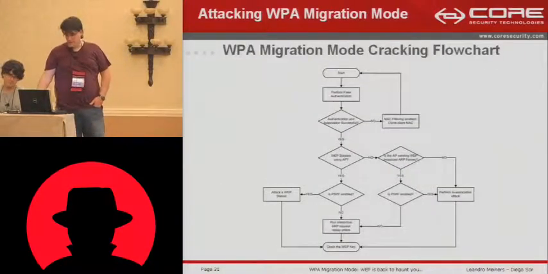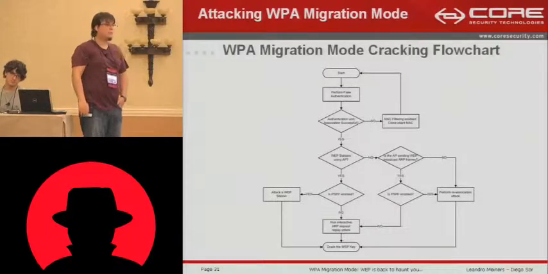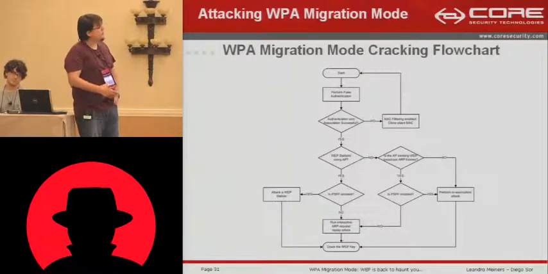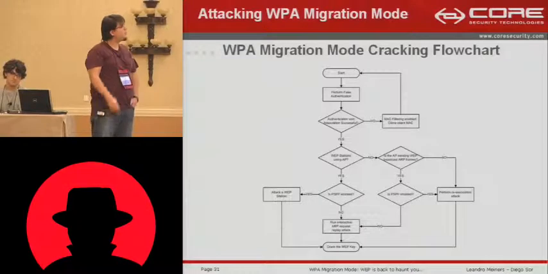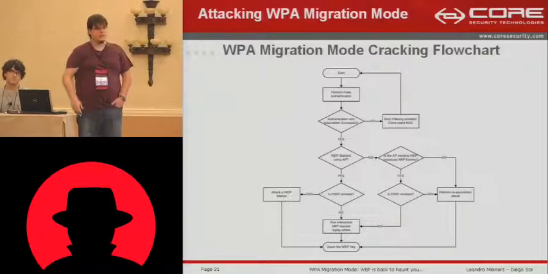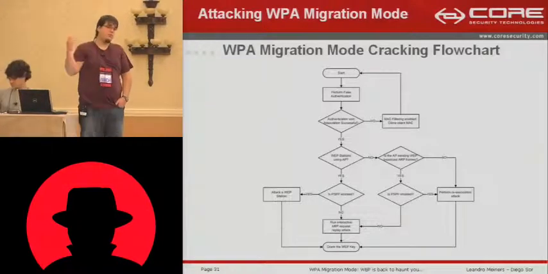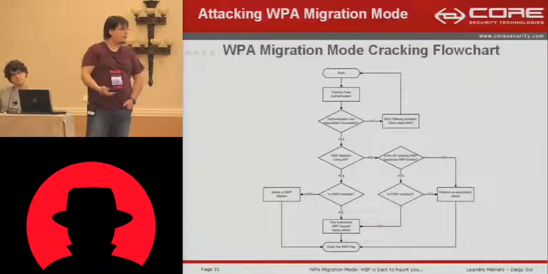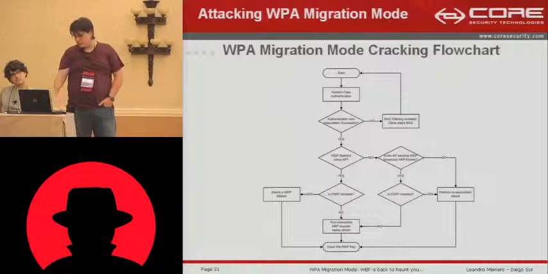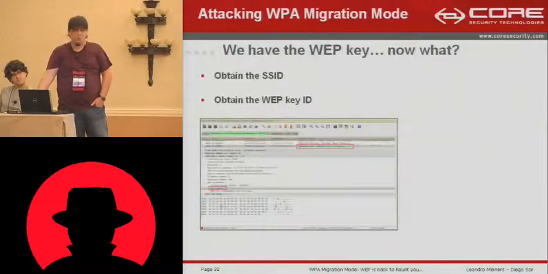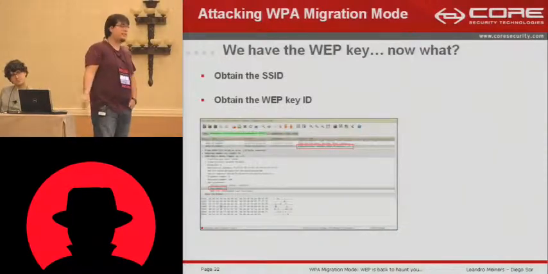And this summarizes our WPA migration mode attack. The flowchart, this is what I've been talking about. And basically, we always conclude in cracking the WEP key. So no matter what types of protection we try to add to the AP, we were always able to successfully crack the WEP key. And once we have the WEP key, we can access the network.